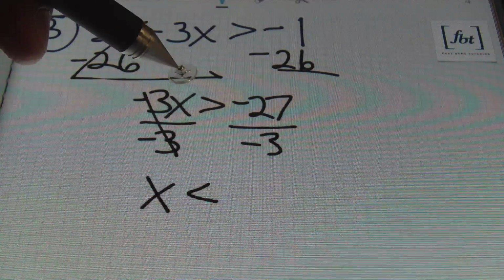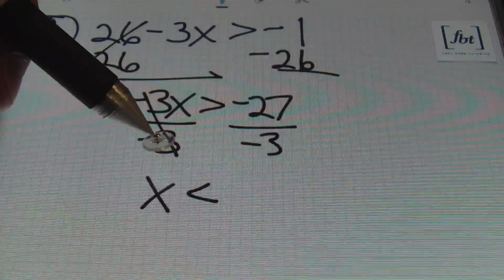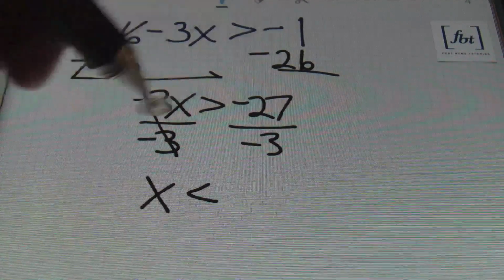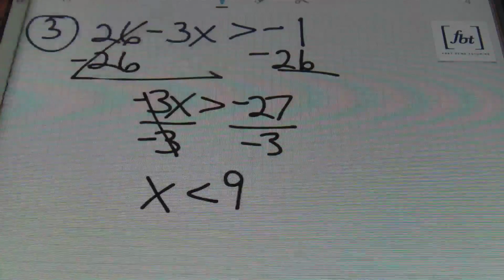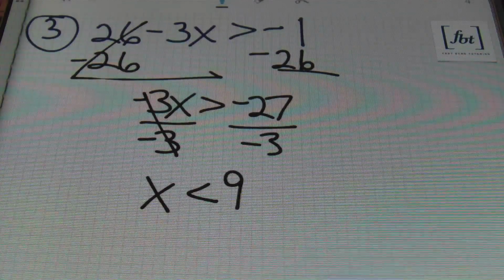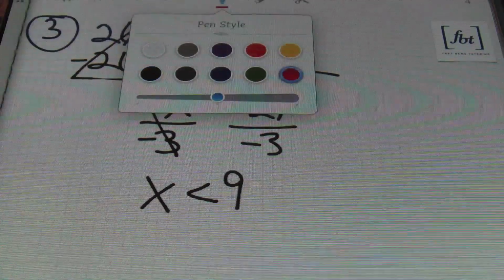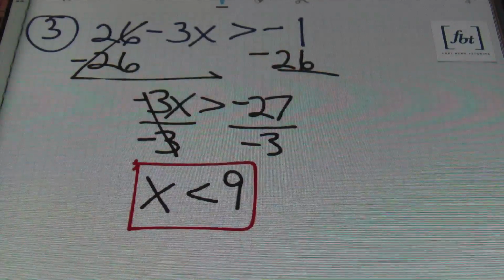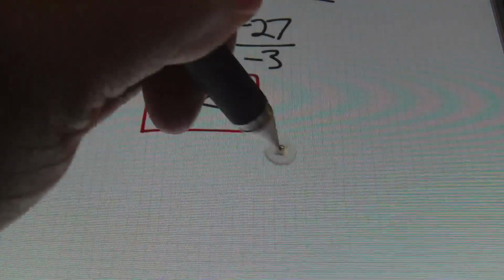So it started out as a greater than symbol, but now after dividing by a negative, finding the opposite, it becomes a less than symbol. So this is x is less than 9. And that's the answer. It's over now. That's the answer. Now let's get these line graphs in order.